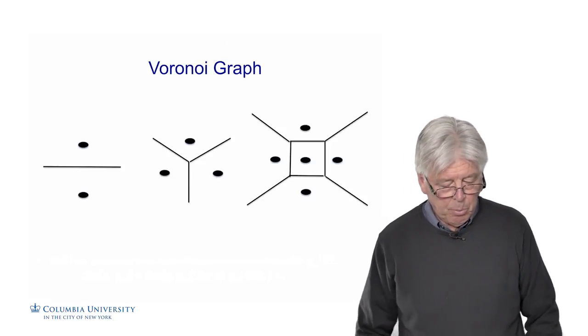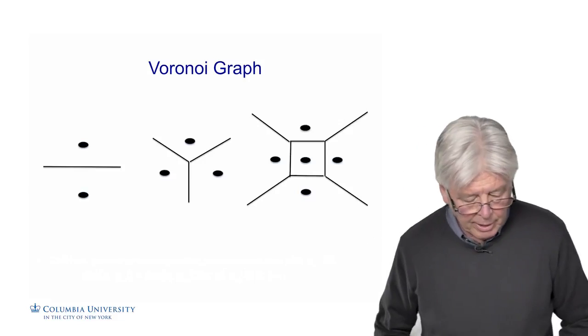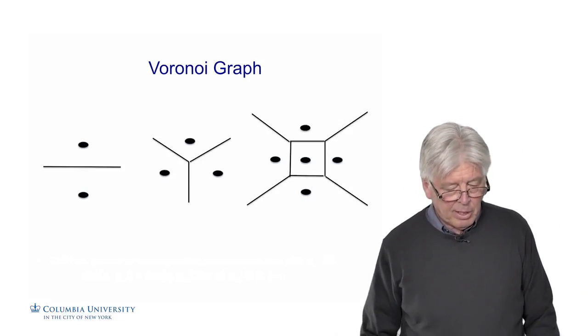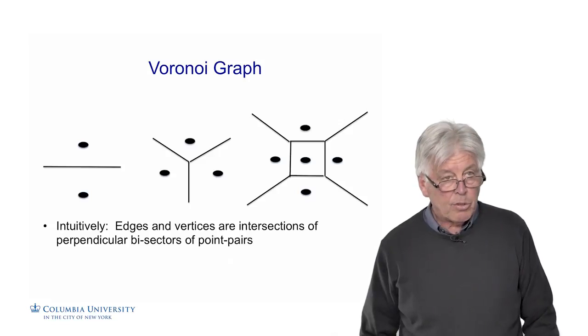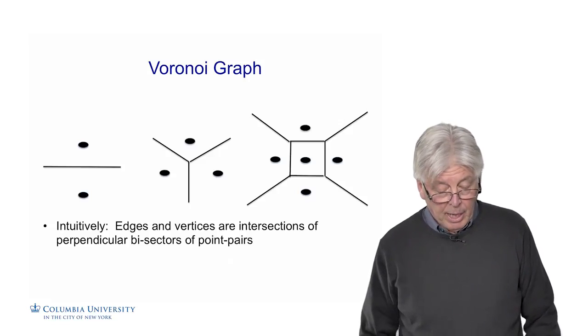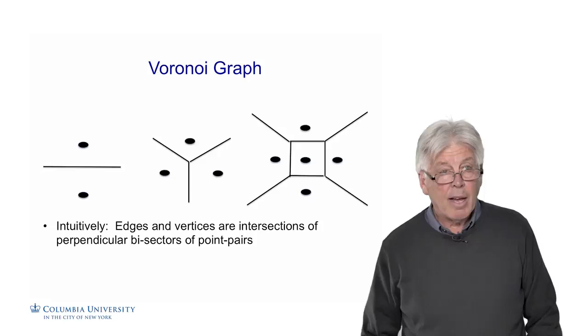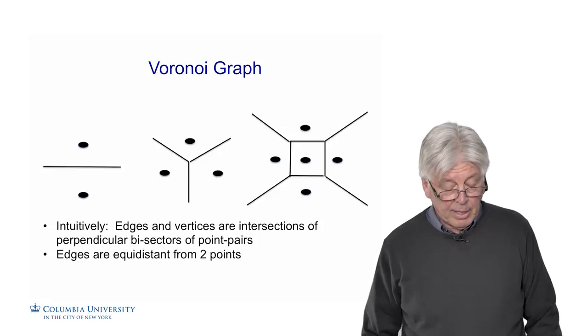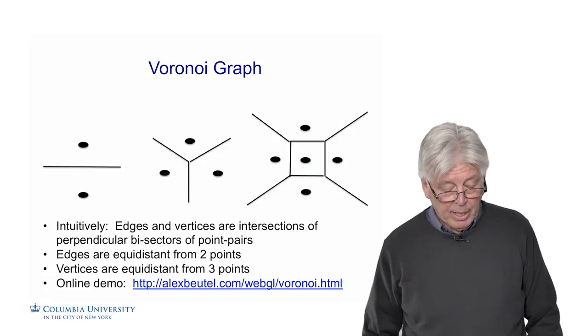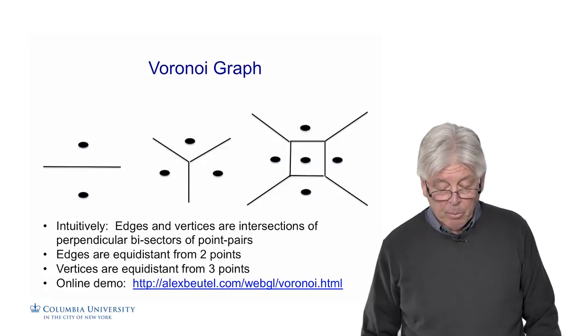So if we have 2 points, 2 sites, we can see that the Voronoi graph is simply the perpendicular bisector of those 2 points. And if we have 3 points, we have edges that come together into a vertex. So you can see that the edges are equidistant from 2 points and the vertices are equidistant from 3 points.